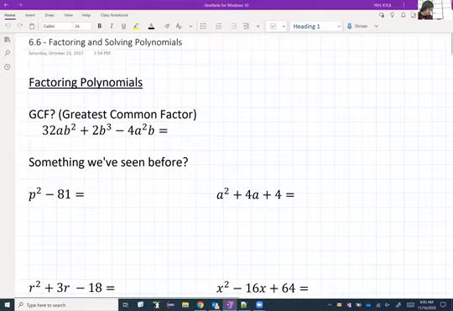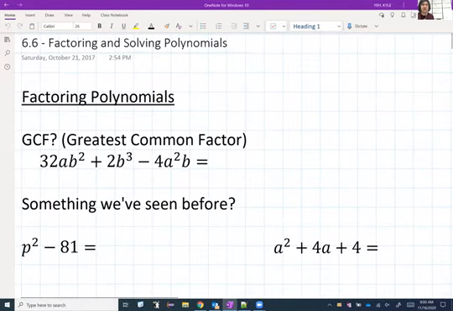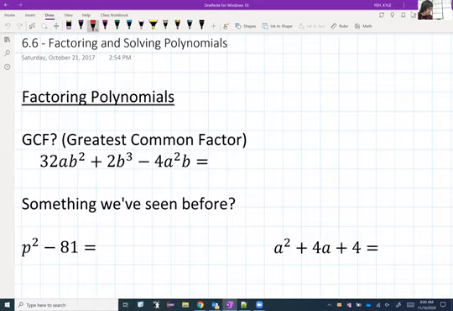So the first thing that we want to look at is remind ourselves of the strategies we already have. So greatest common factor, which in class oftentimes we've just referred to as, can we pull something out? Can we pull something out of everything? So on the screen there we have an expression on that left-hand side that says 32ab squared plus 2b cubed minus 4a squared b. And so the first thing we should look for still is, is there a common factor that I can pull out of all three of those terms? And it looks like I could pull out a 2, and they all have at least one b.